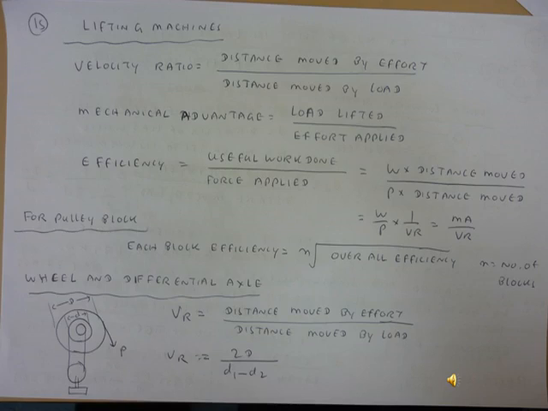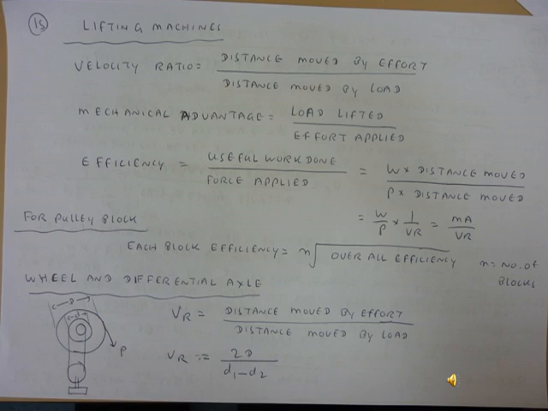Then we were talking about the lifting machine. The velocity ratio is equal to the distance moved by the effort divided by the distance moved by the load. Mechanical advantage is equal to the load lifted divided by the effort applied. Efficiency is equal to the useful work done divided by the work applied. So these are the three equations for the lifting machine.